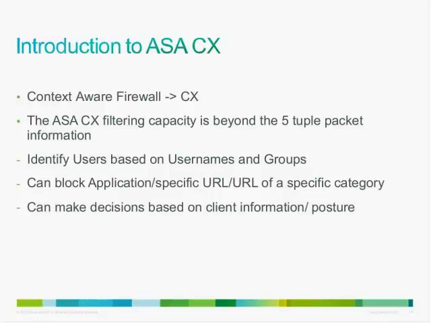Or if you want to block specific URLs based on regex or based on domain names, something as simple as domain names, you can also do on CX. Or if you want to block URLs based on their web reputation or a specific category. For example, you want to block all gambling websites or all pornographic websites. That is something you can do on ASA CX. Also, ASA CX has information about the client posture. For example, what OS you're running, what service pack on Windows you're running, what kind of antivirus you have. We can make decisions based on the client posture as well. So these are the main features the ASA CX has, and how it differentiates from the old firewalls.